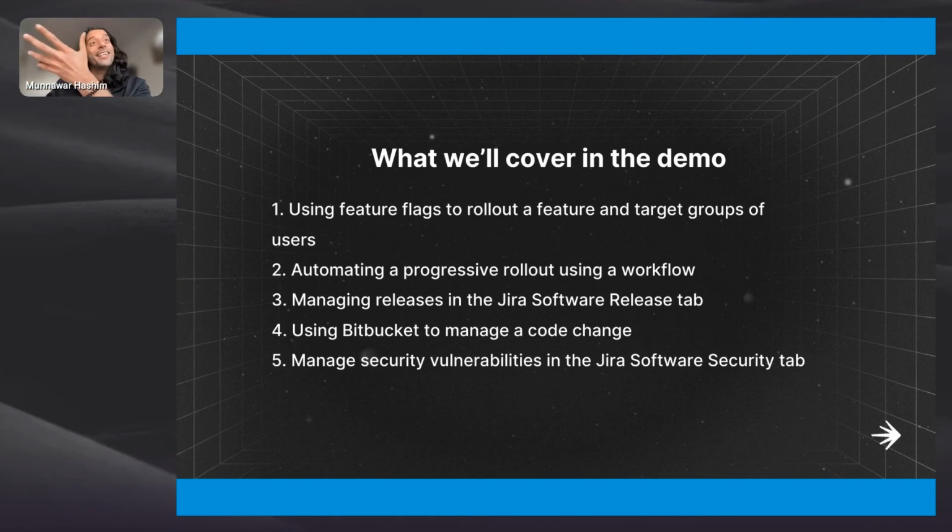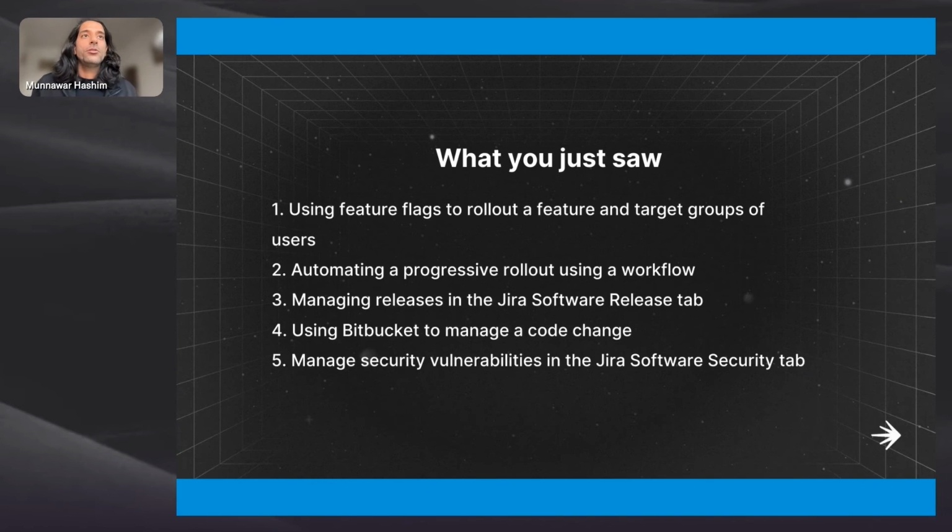Thanks, Manoa. And thanks, Warren, as well for that demo. So what we saw in the demo was just how we use feature flags to target users and roll out features safely. We saw the progressive rollout that was automated across a few weeks. We saw managing releases in the Jira software tab, and Bitbucket to manage code changes, and managing security vulnerabilities in the Jira software security tab.